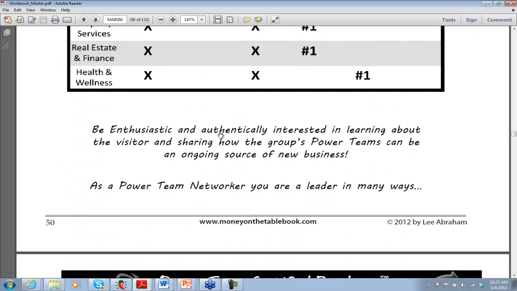Be enthusiastic and authentically interested in learning about the visitor and then sharing how the Power Teams in the group can be an ongoing source of new business. And remember, as a Power Team networker, you're a leader in many ways, not just creating referrals, but by building connections. And when the other people in the chapter see you giving testimonials at the information table and introducing the visitor to people in the chapter, your VCP goes up the confidence curve. You earn points with the rest of the group by performing as a leader when it comes to visitors and converting visitors.